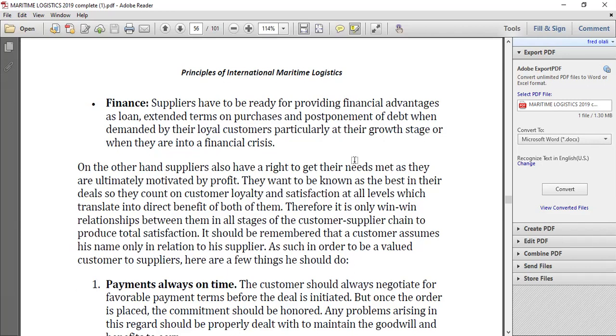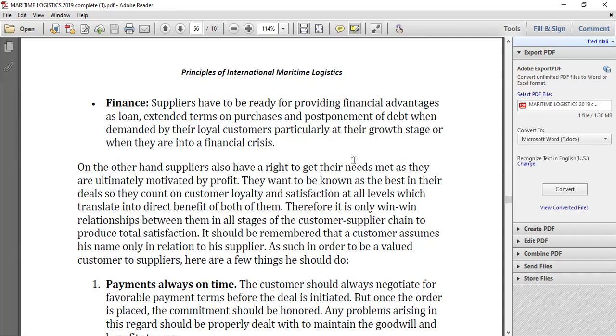On finance, suppliers have to be ready to provide financial advantages such as loans, extended terms of purchase, and postponement of debt when demanded by loyal customers, particularly at their growth stage and when they are not in a financial crisis. On the other hand, suppliers also have a right to get their needs met, as they are ultimately motivated by profit. They want to be known as the best in their deals, so they count on customer loyalty and satisfaction at all levels, which translates into direct benefit for both of them.